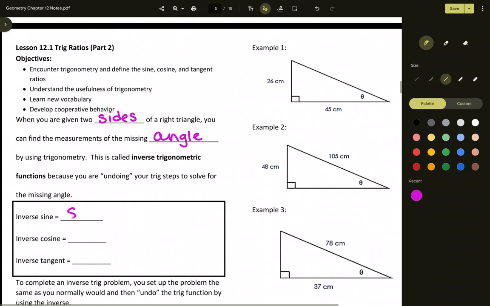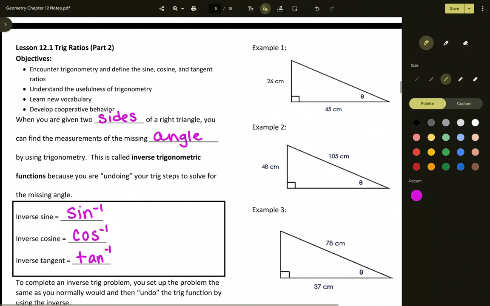So the inverse sine is when we have sine with this little -1. And again, it's just a button on our calculator. Inverse cosine and inverse tangent. And I'll show you what those are on our calculator in a moment.